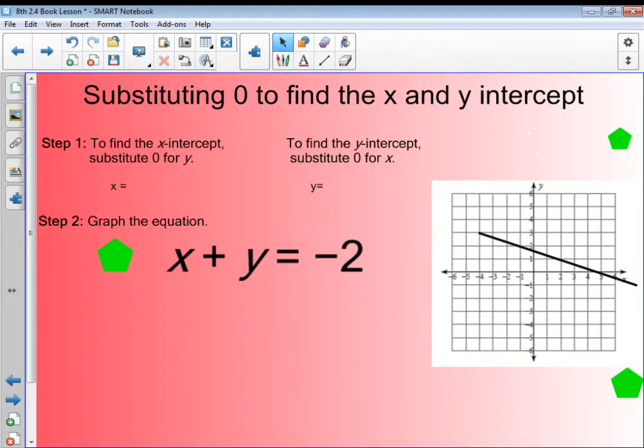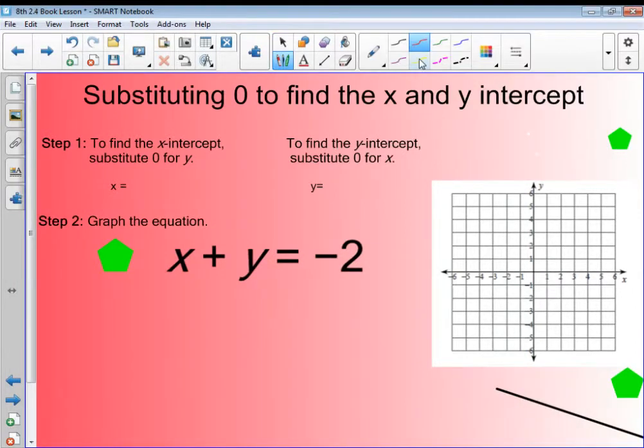So we're going to first substitute in for one of them, and it doesn't matter which one you do first. So if I wanted to substitute in a 0 where x is, we could solve for y first. So 0 plus y equals negative 2, so that's gone. So we just found out that our y-intercept is negative 2. Okay, so now I'm going to do the same thing for our next one. I'm going to substitute in a 0 where y is.